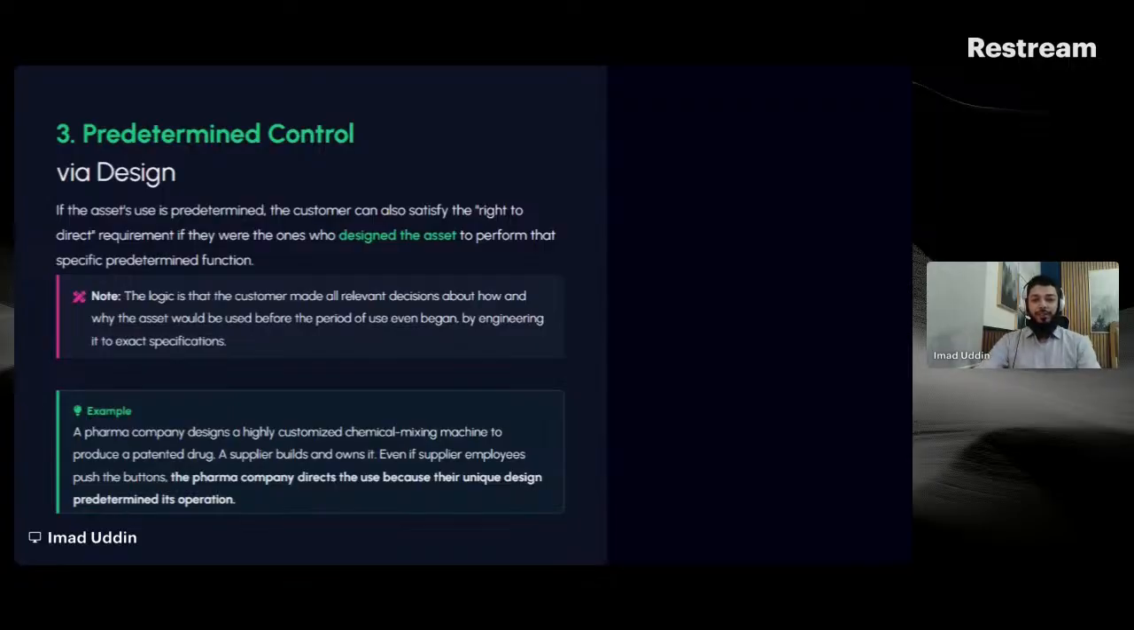Let's go a bit deeper on one more topic, which is basically the purpose of use. For what purpose the asset can be used and how and why. So let's talk about it right now.